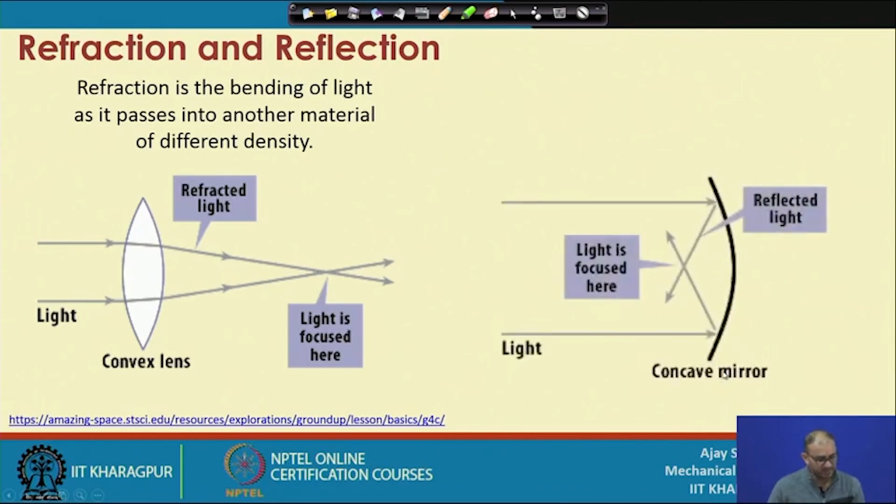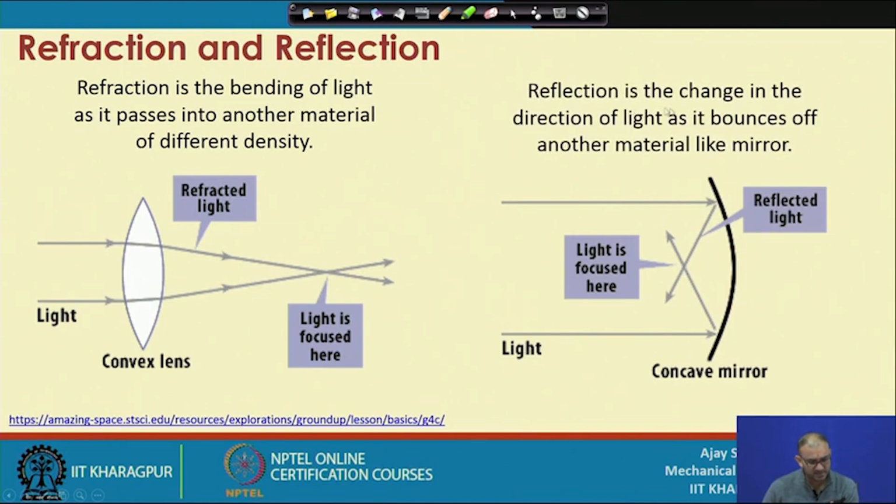Another thing is the mirror. In a lens we are transmitting light through the surface, but here we are reflecting the light. The light is coming parallel in this direction, and depending on the concaveness of this particular mirror, you will get the focus point at a different location, right. So, what is reflection? Reflection is the change in the direction of light as it bounces off another material like a mirror. So, for a mirror also you need a very high finish.